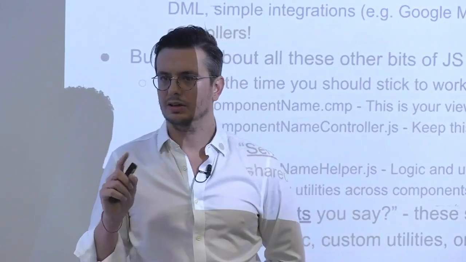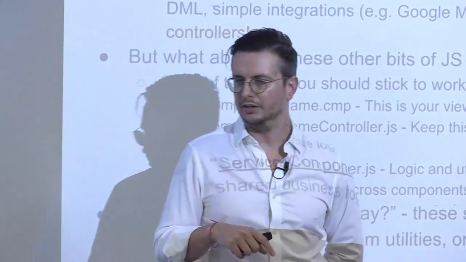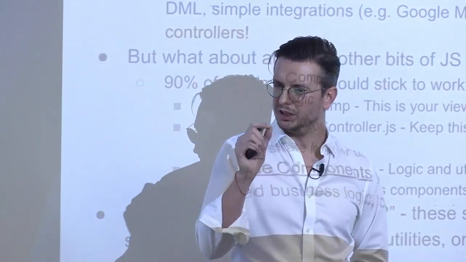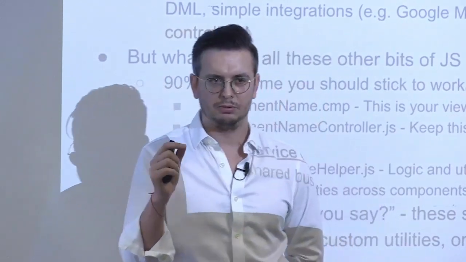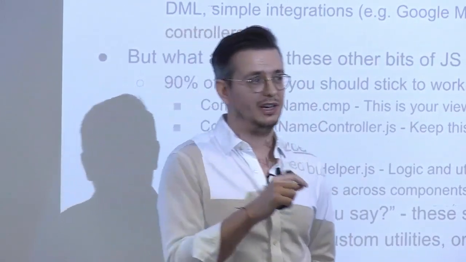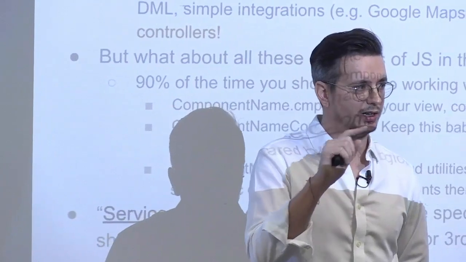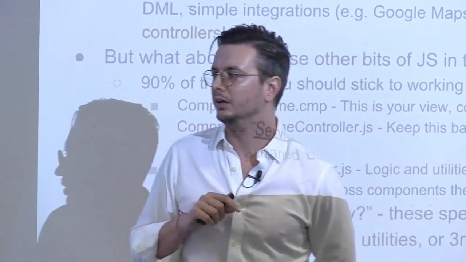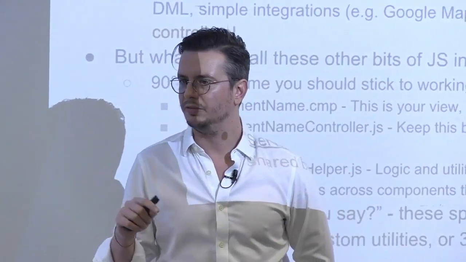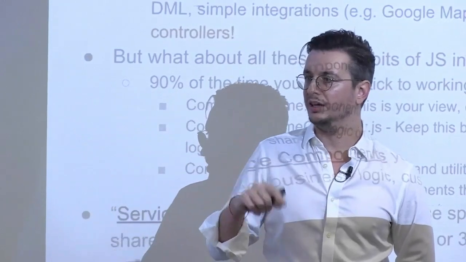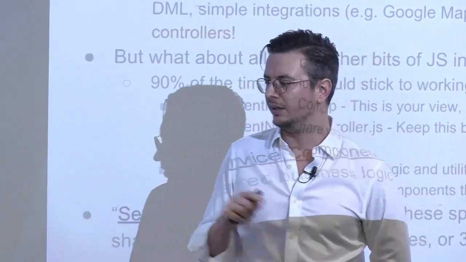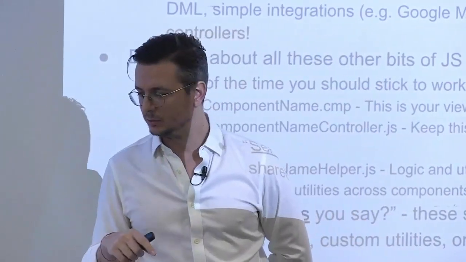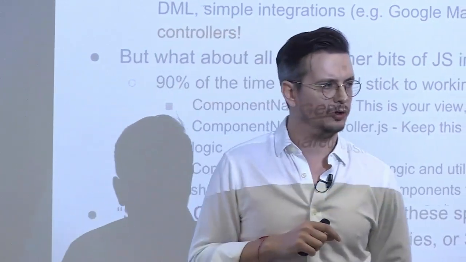You have the client-side controller, and you want to keep this very light. In fact, in most cases, it's just going to be a file that lists out a number of event handler declarations and then passes off the heavy lifting to another piece of code. And that other piece of code, in some instances, will be the helper. That's also in the component bundle.